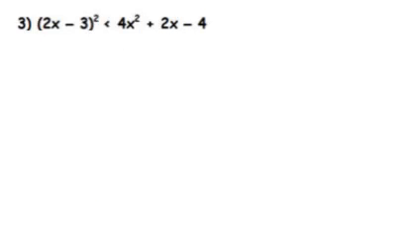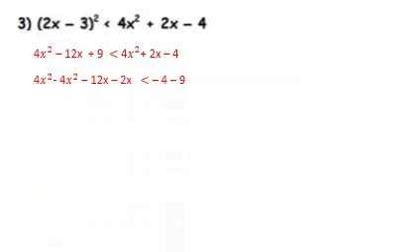continue to the third exercise. We have 2x minus 3 squared less than 4x squared plus 2x minus 4. As I told you, you have to expand. When expanding, you can see that this is an identity, which is a minus b squared. So it's a squared minus 2ab plus b squared less than 4x squared plus 2x minus 4. So you expand, you are going to get 4x squared minus 12x plus 9 less than 4x squared plus 2x minus 4.